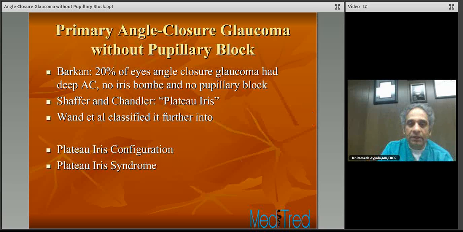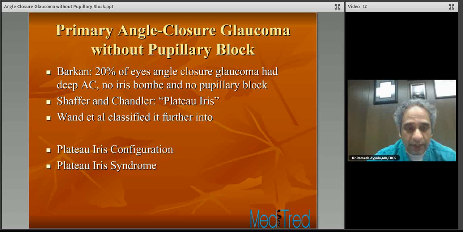So, primary angle closure glaucoma without pupillary block. Barkan observed that 20% of the eyes with angle closure glaucoma had a deep anterior chamber, no iris bombé, and no pupillary block. And further down, Schaeffer and Chandler called this Plateau iris, and Wand et al. classified it into Plateau iris configuration and Plateau iris syndrome.